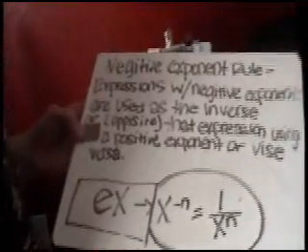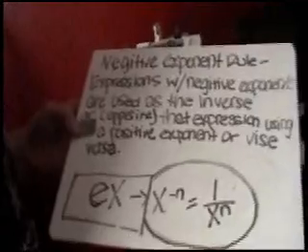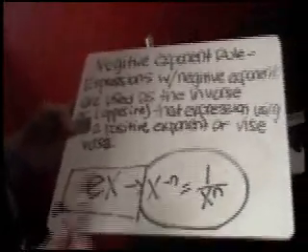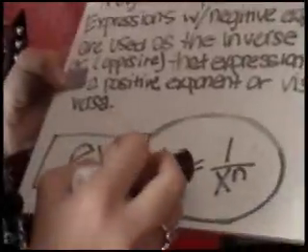Negative exponent rule. Okay, so the negative exponent rule is expressions with negative exponents are used as the inverse or opposite of that expression, using a positive exponent or vice versa. So here's an example. x to the negative power of n would equal 1 over x to the power of n. So you're changing negative n to a positive n and putting it over 1.